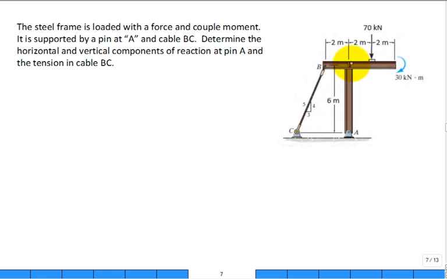And that's probably what's going to happen. Now, let's continue to read. So we look at our steel frame. It's loaded with a force. Where's our force? Right there. It's a 70 Newton force down.